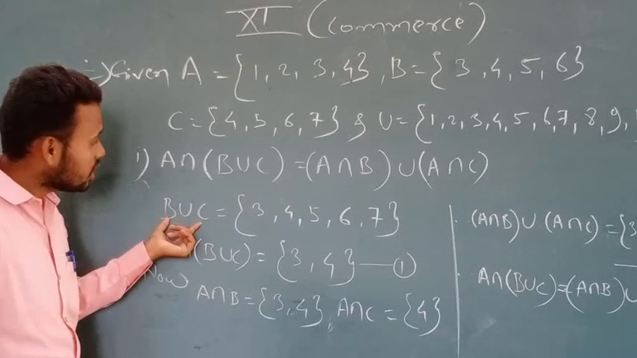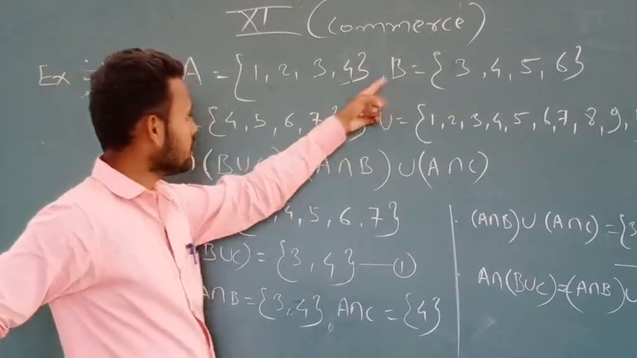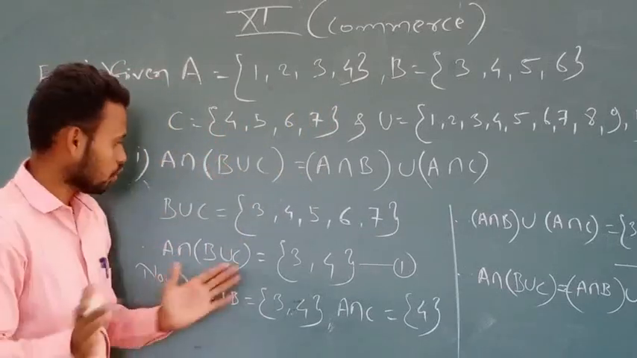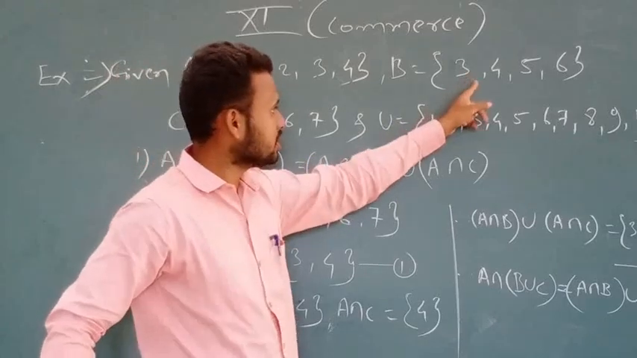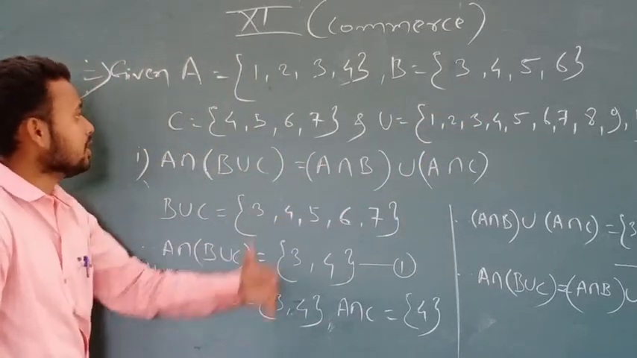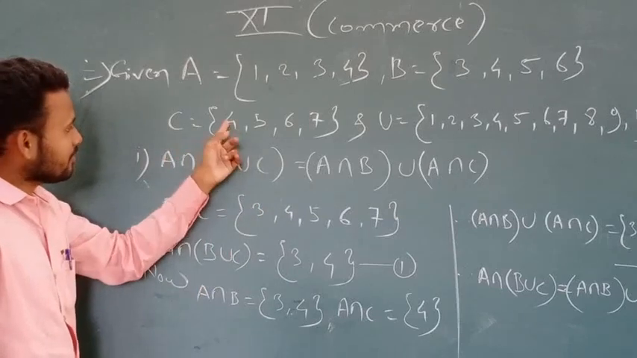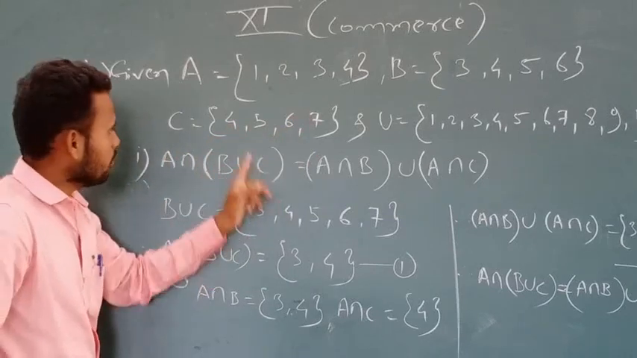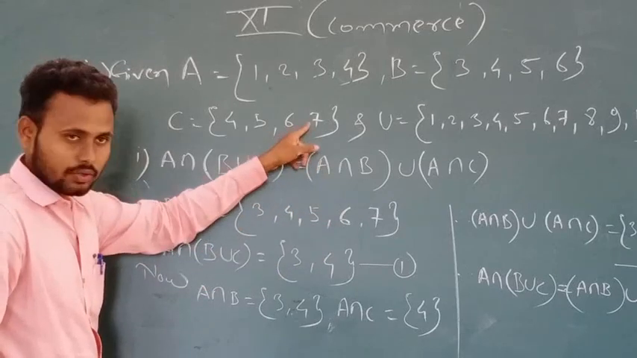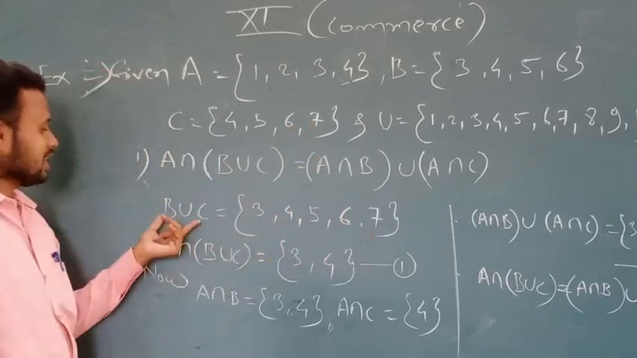First we find out B union with C. In a union, we collect the elements from both sets. B union with C: set B comes first, so as it is, 3, 4, 5, 6. Then the next set C contains the elements 4, 5, 6, 7, but 4, 5, 6 we already have, so the only new element is 7.